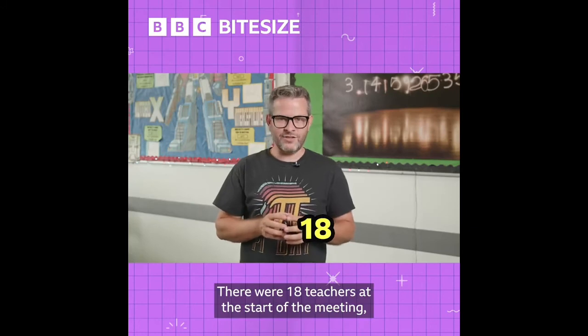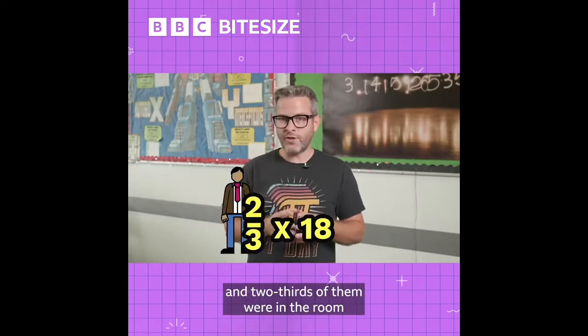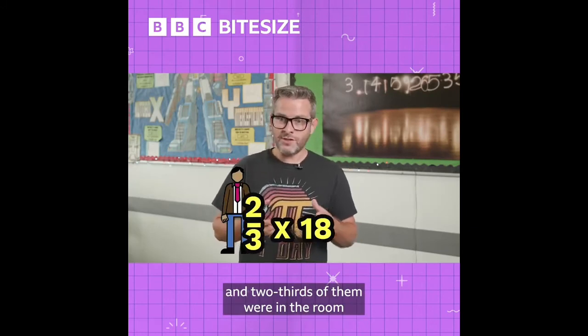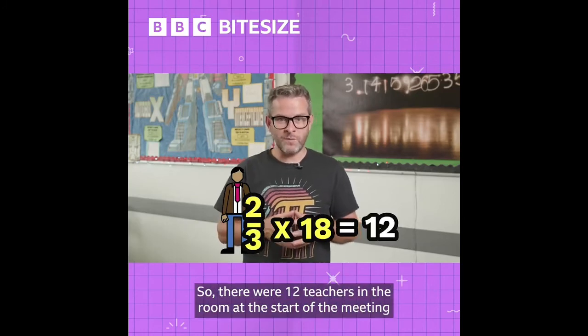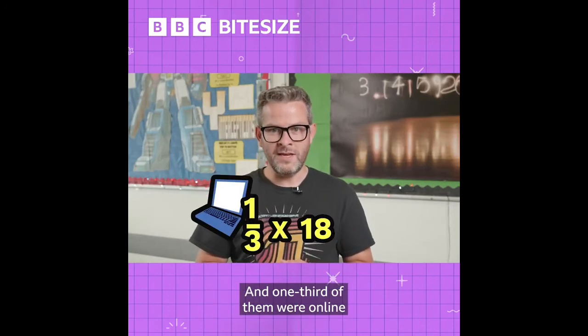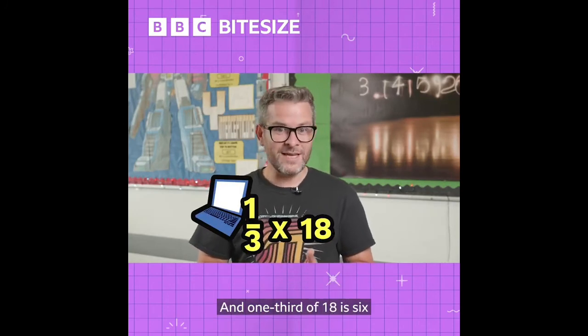There were 18 teachers at the start of the meeting and 2/3 of them were in the room. 2/3 of 18 is 12, so there were 12 teachers in the room at the start of the meeting. And 1/3 of them were online. And 1/3 of 18 is 6.